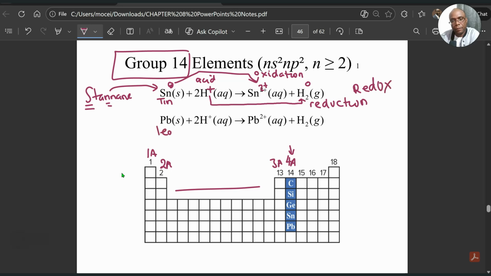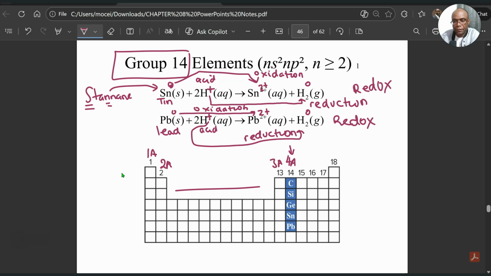Lead, or Pb, starts with oxidation number 0, reacts with an acid to give you 2+. Okay, so the number increased. This is oxidation. The acid with H+ decreased to oxidation number 0. That is reduction. Okay, another example of redox reaction where reduction and oxidation are happening at the same time.